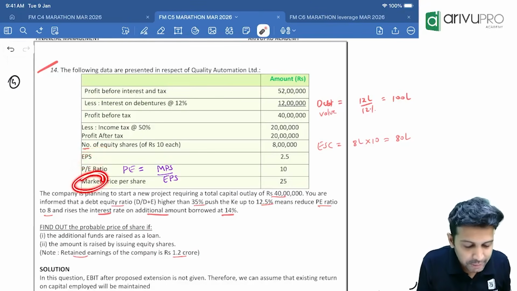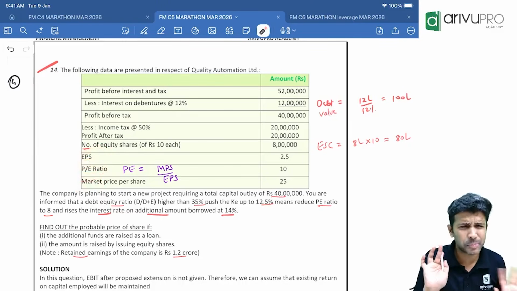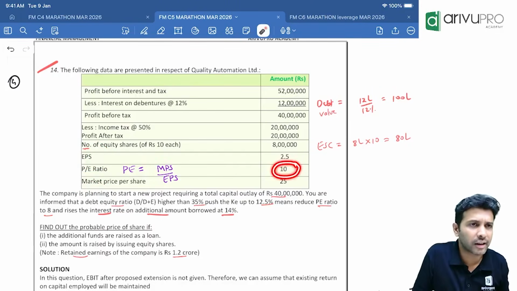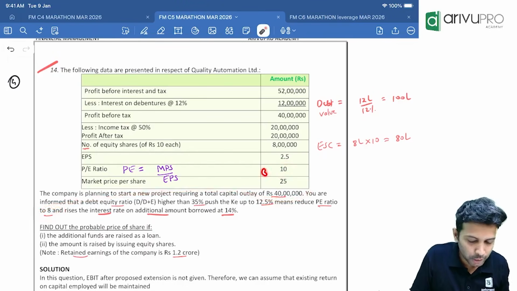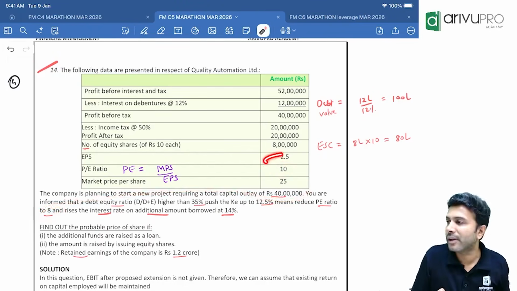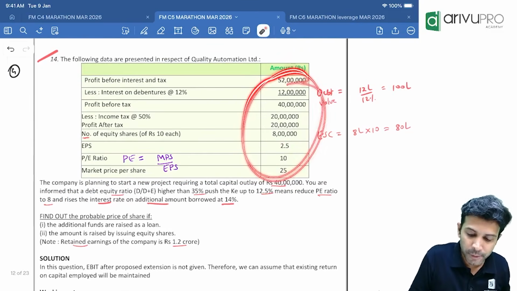But to calculate MPS, we need 2 data points. What are those? EPS and PE multiple. At least the PE multiple we know. Currently it is 10. If debt equity ratio crosses 35%, it will become 8. So PE multiple, no problem. What about EPS? To calculate EPS, what do we need? Sorry, EPS is given as 2.5.